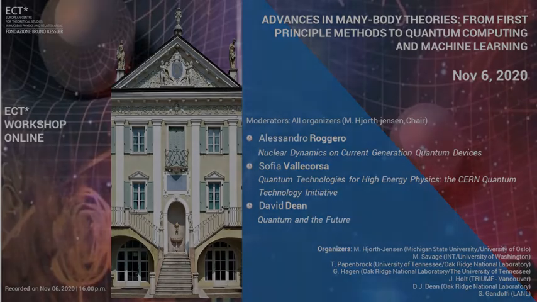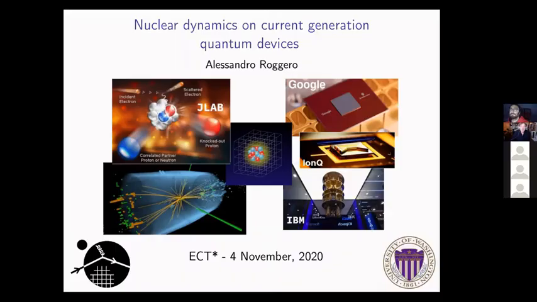So the first speaker is Alessandro Roggero from the University of Washington, and the topic is nuclear dynamics and current generation quantum devices. Go ahead, Alessandro.